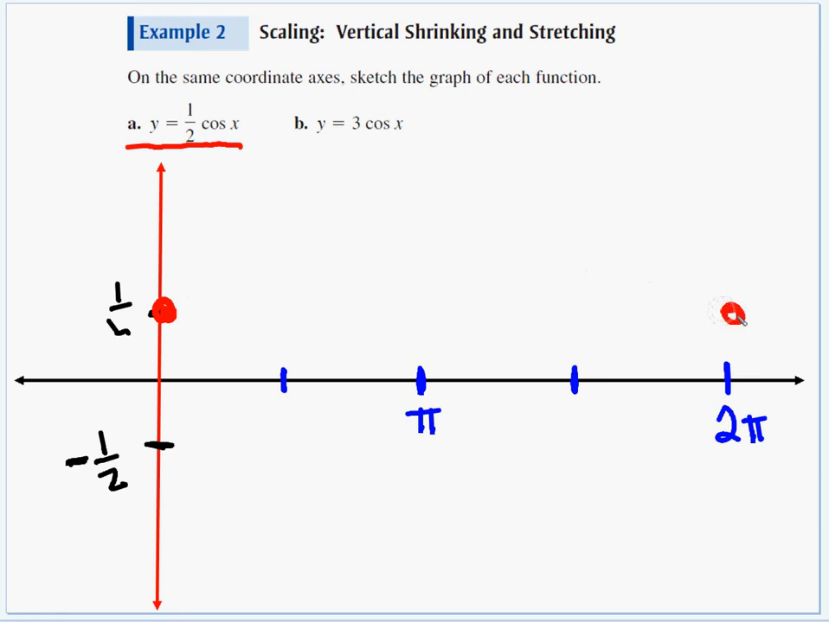It's going to end on a peak. It begins where it ends. They're both going to begin and end on a peak. In between these peaks, right in the middle at pi, we're going to have a valley. Down here to negative 1/2.